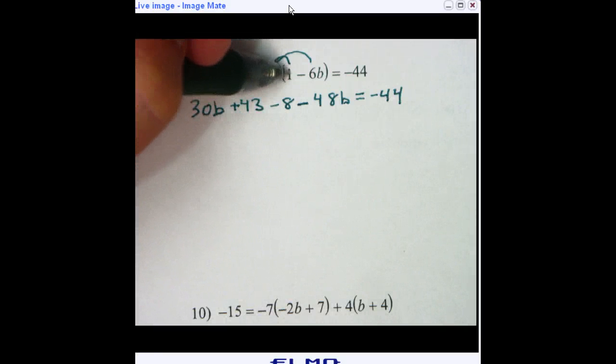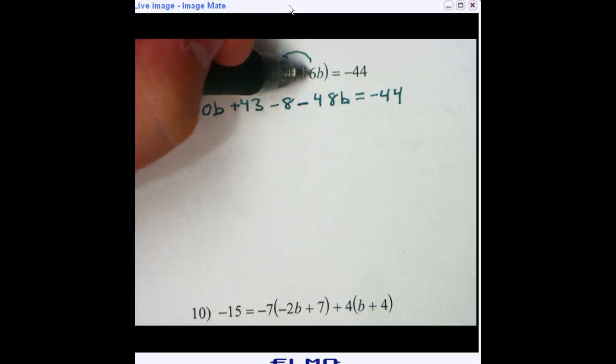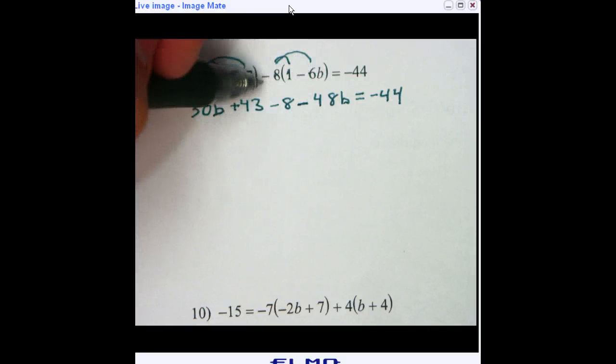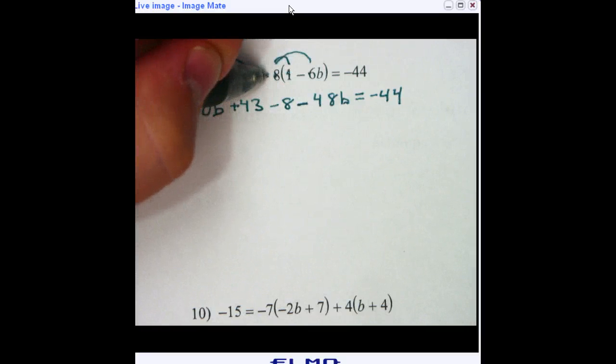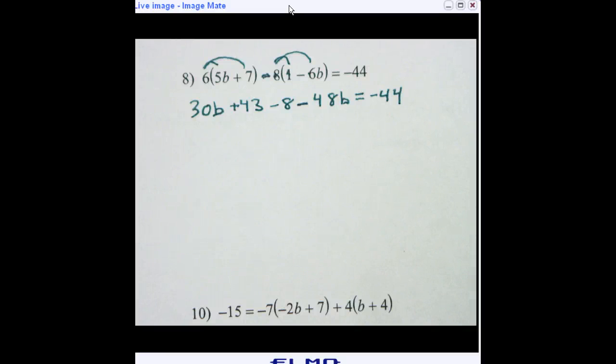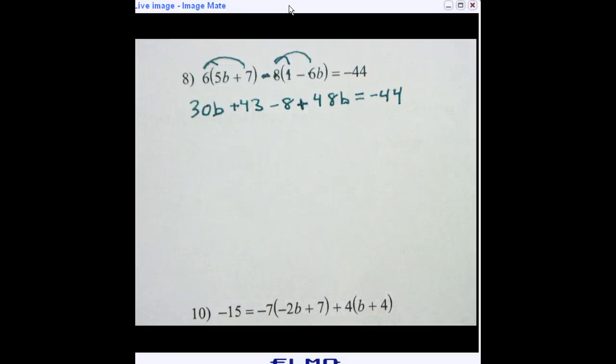This is not 8 times 1 and 8 times 6. Okay? This is negative 8 times positive 1, negative 8 times negative 6b. So yeah, again, the subtraction sign does count as a negative sign. And that algebra mistake alone will change the whole answer. So again, even with the calculator, it doesn't catch that for you. It only takes care of calculations.